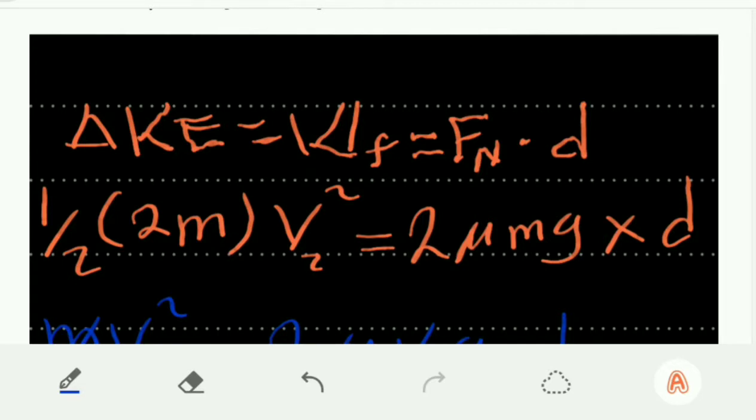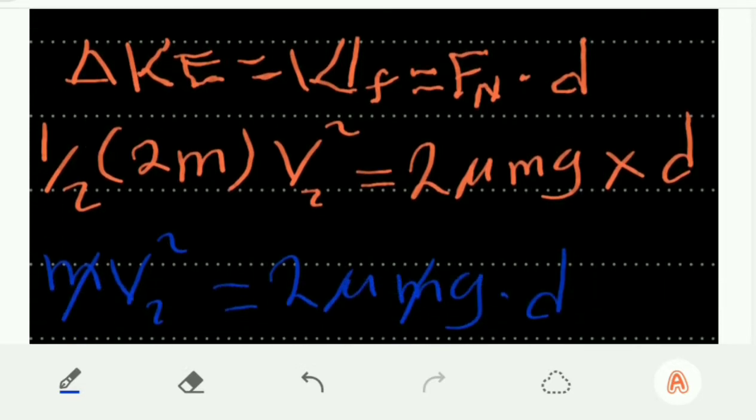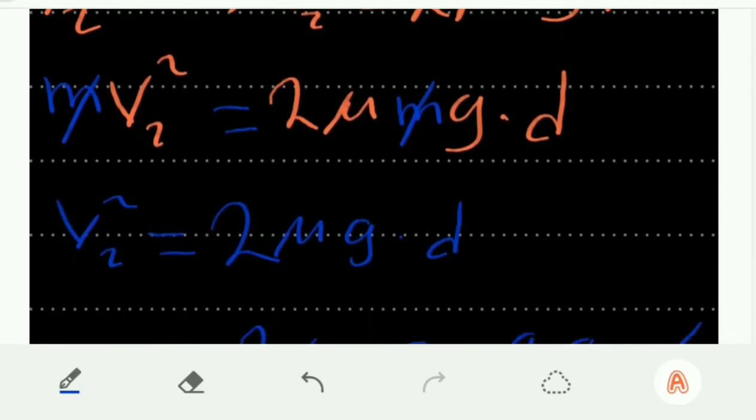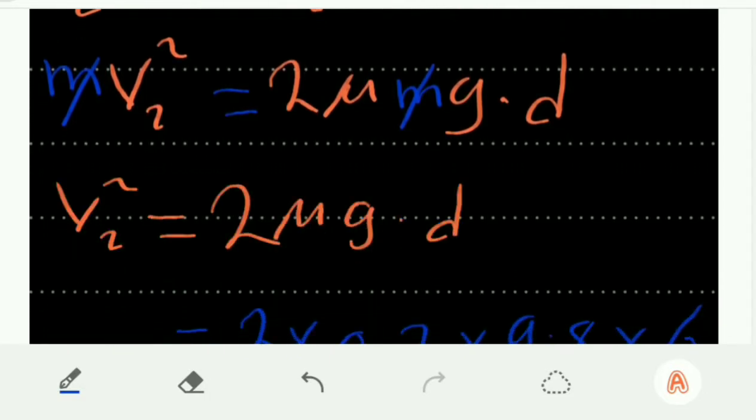Okay, so if you work it out, we are going to see that the mass will actually cancel out from both sides. As you can see there, the mass cancels out, and the equation remains v2 squared equals 2 mu g times the distance. Once the masses have cancelled out, we remain with this equation, and we have the data in the question. All we need to find is the final velocity for both vehicles.